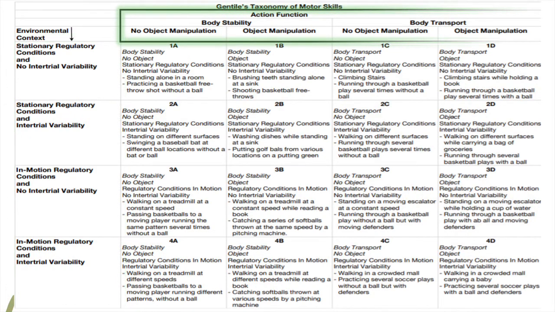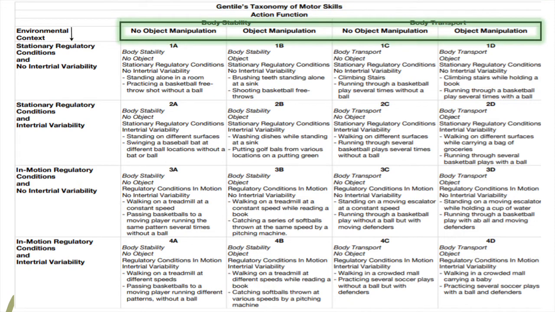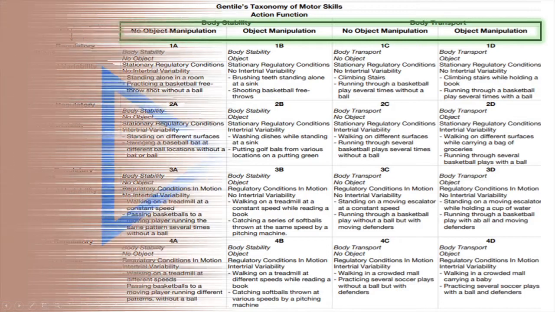In action function, there are different factors like body stability and body transport, which again is determined by the subject's body position and if they are moving or not. There is another factor in action function, which is object manipulation, which means that there's a secondary condition that we have to worry about, which is an object and how it will affect the variability of the test based on how the object reacts to the subject.